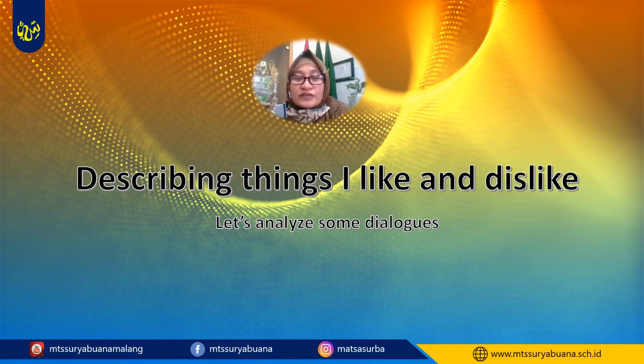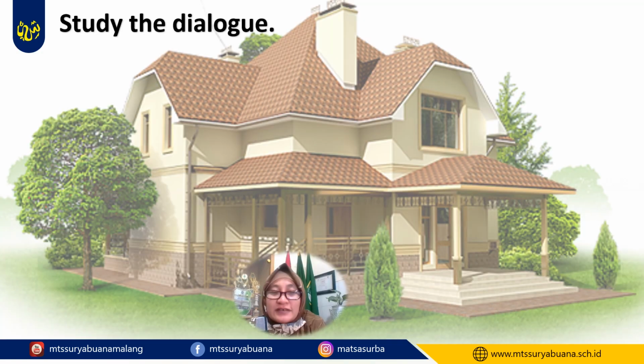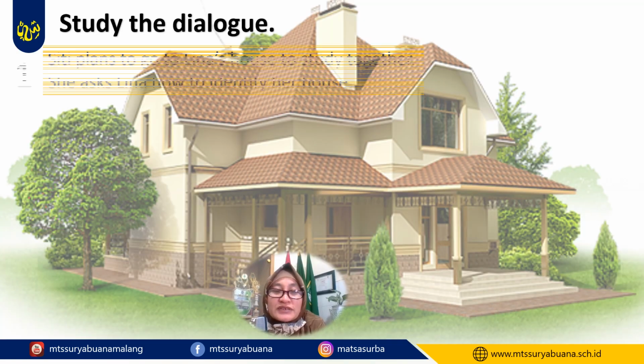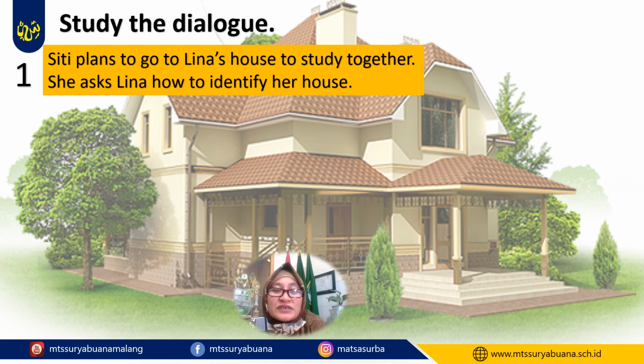Okay, let's start to learn how to describe things I like and dislike. Let's analyze some dialogues first. Okay, let's start with the first dialogue. The first dialogue is about Siti and Lina. Siti plans to go to Lina's house to study together. She asks Lina how to identify her house.